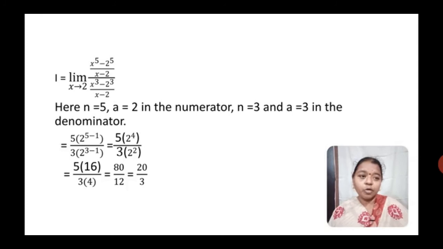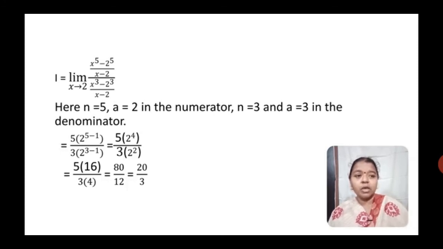So I am going to substitute the formula as n into a raised to n minus 1. For the numerator part, it is going to be 5 into 2 raised to 5 minus 1, which is 5 into 2 raised to 4, divided by, here n is equal to 3 and a is equal to 2, so we have 3 into 2 raised to 3 minus 1, which is 2 square, 3 into 2 square. Now 2 power 4 is 16. So 5 into 16 is 80. 2 square is 4. 4 into 3 is 12. And 80 by 12 can be further written as 20 divided by 3. So the problem's final solution becomes 20 divided by 3.